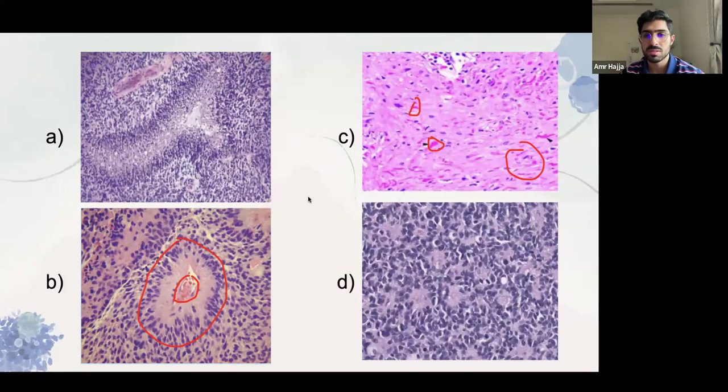Okay, what's D? I think D we saw it multiple times. So D is basically the blue cells surrounding an area of what's known as a neuropil, forming a rosette. So this is which tumor? Medulloblastoma. Exactly. It's medulloblastoma.